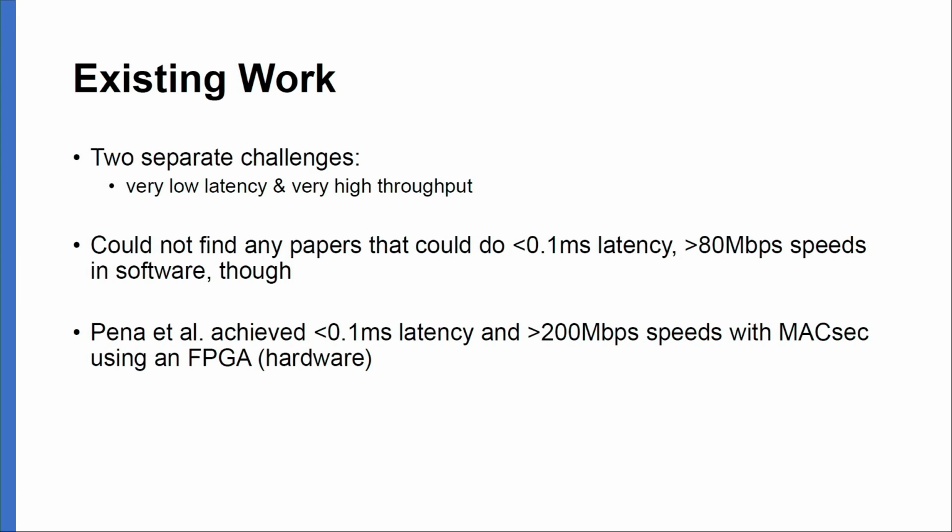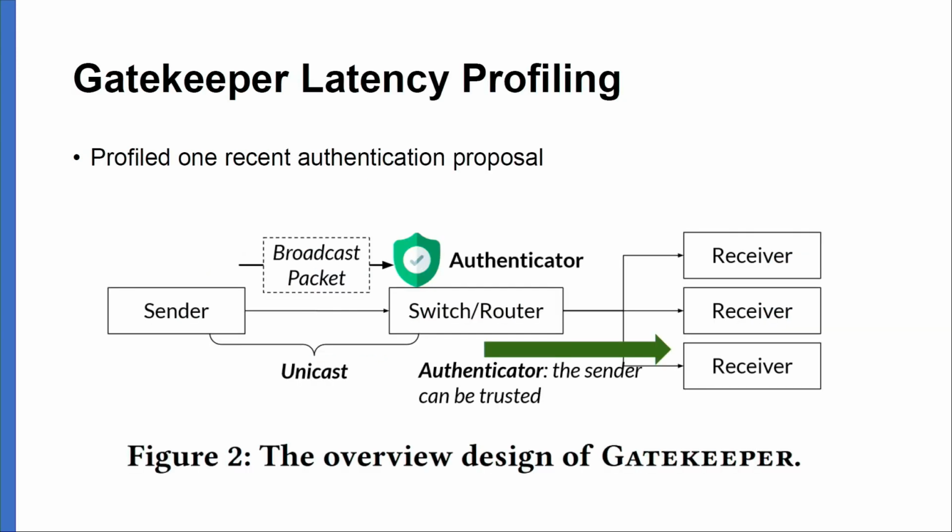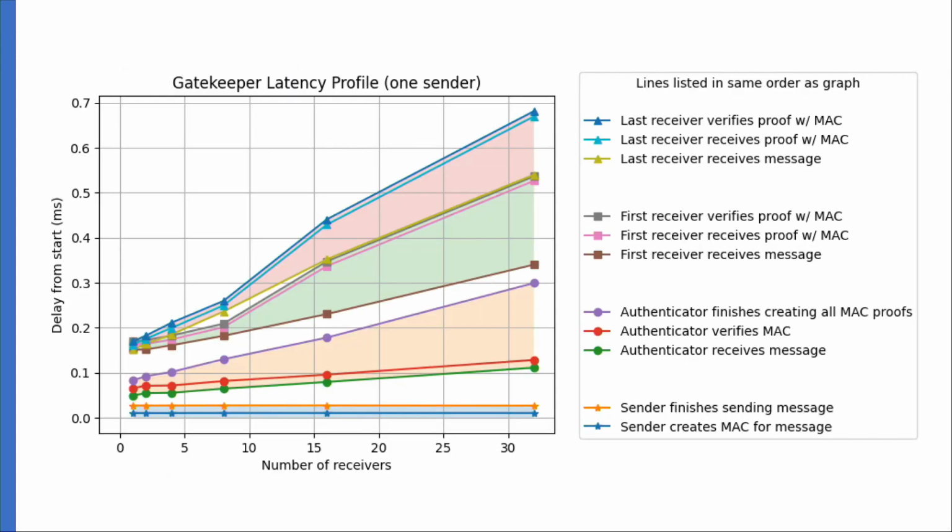So that's what this research is about. And we did a review of the field, and essentially what we found is we could not find any papers that used a software implementation that could meet these most stringent requirements. We did find a paper that used MACsec in a hardware FPGA implementation that was able to meet it. But to investigate why the software couldn't get that fast, we profiled one recent proposal called Gatekeeper that uses a central authenticator and has all of its ECUs in a sort of star topology around that central authenticator. So we reproduced the results and we profiled each part of it. And we got this graph where each line here is a step of like the process to send a packet.